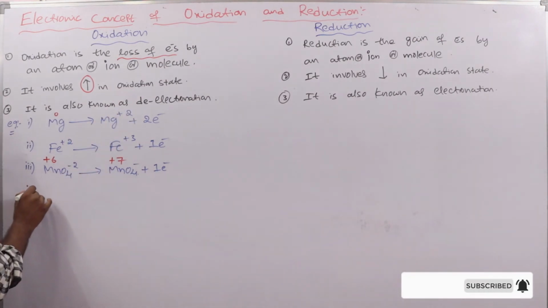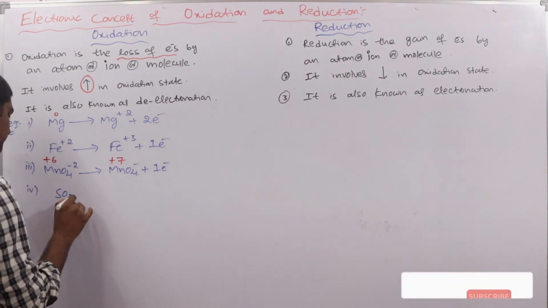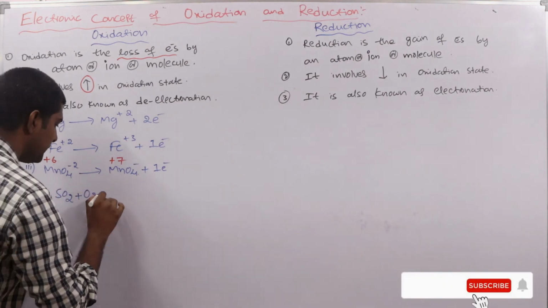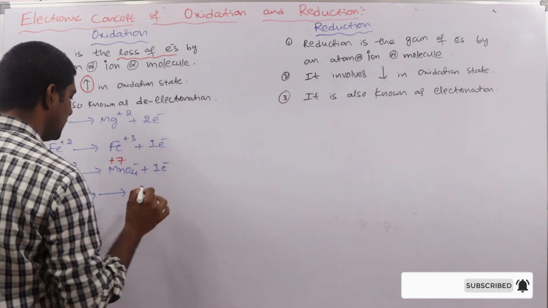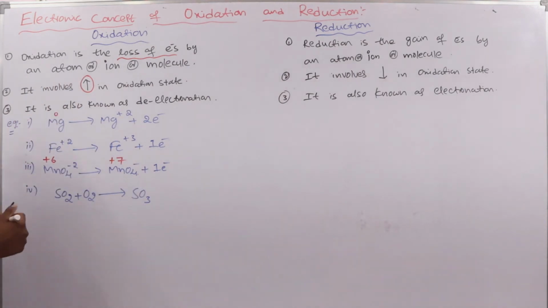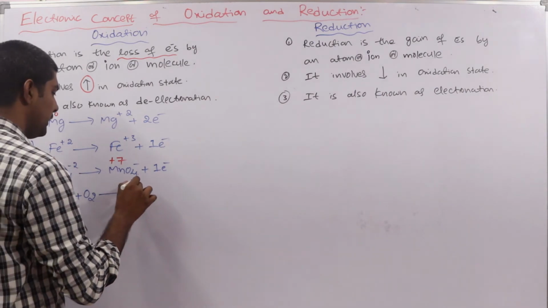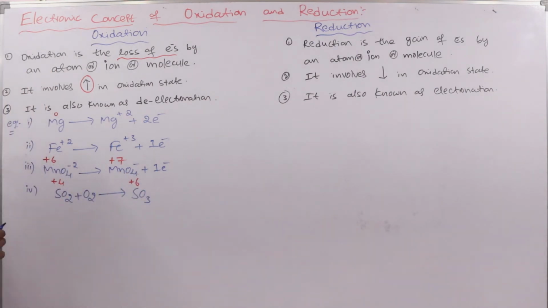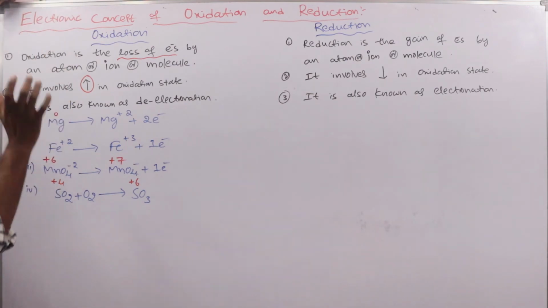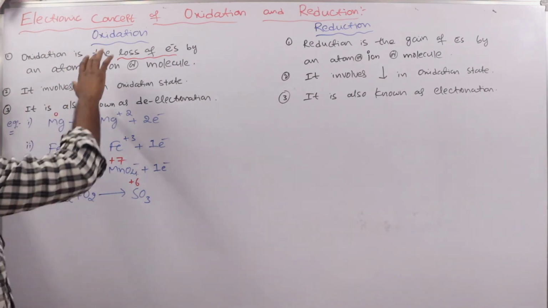If you take one more example, SO2 plus O2, we get SO3. See here, oxygen is added. Here the oxidation state of sulfur is +4, here it is +6. The oxidation state of sulfur is increased, so that's why it is undergoing oxidation. So oxidation is the loss of electrons by an atom or an ion or a molecule also. Clear? So this is about oxidation according to this concept.